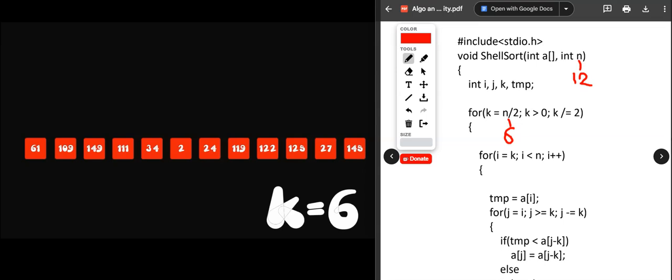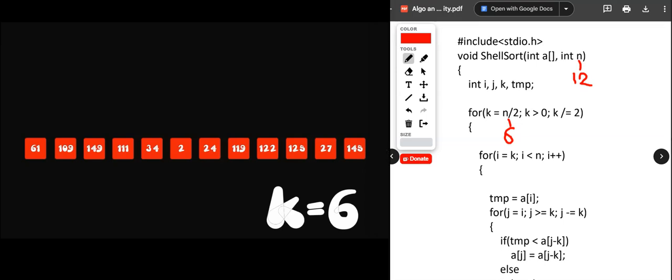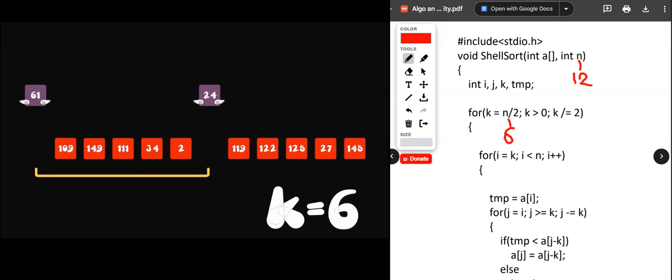So now we have k equal to 6. Let's see next what happens. 61 and 24, and we can observe what actually happened. Just see, 61 is in the first position and 24 is in the sixth position in this array. Just count here: 0, 1, 2, 3, 4, 5, 6. So this number is important.